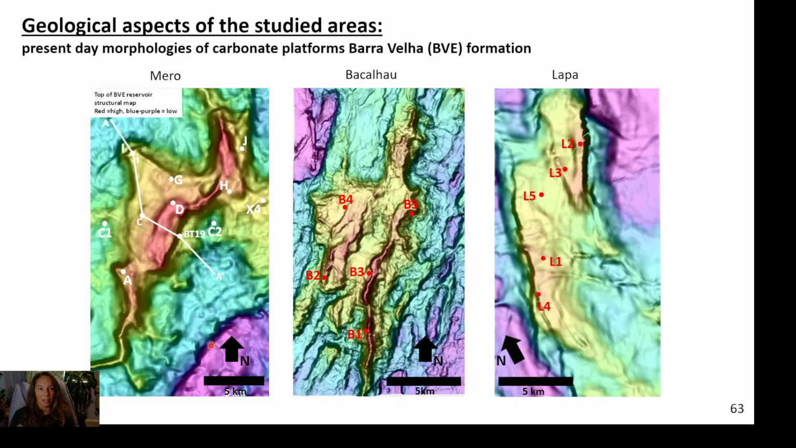So here's maps of the three different fields. So the Mero, the Bacalhau, and the Lapa field. So just mapped on the top horizon, and this is for the Barra Velha formation, which is the formation of interest. You can see that there are wells in all three of these areas. So the wells are used not in the training for Bacalhau and Lapa, but rather for validation, to see if that transfer learning did work.